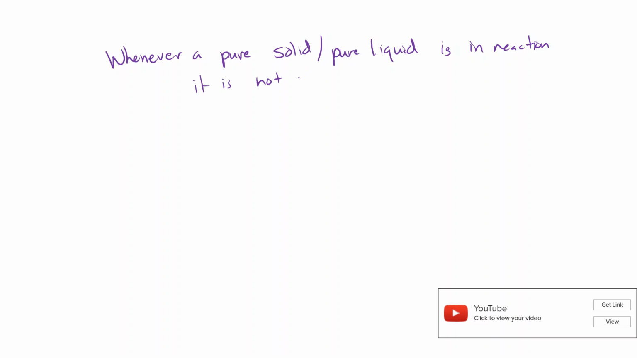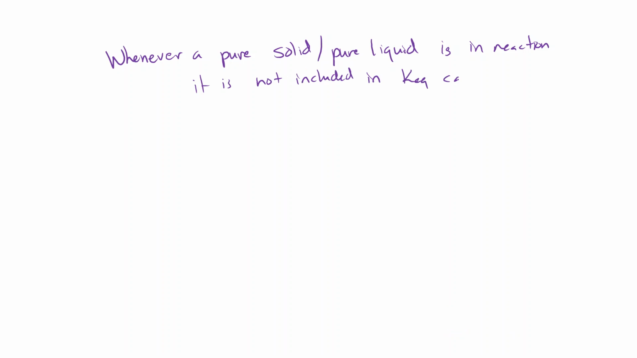So when you're writing out your KEQ, whenever you have a pure solid or a pure liquid in your reaction, we assume that that concentration is constant, and so that means that it's not going to change when you get to equilibrium, right? So whenever a pure solid or pure liquid is in a reaction, it is not included in the KEQ calculation.